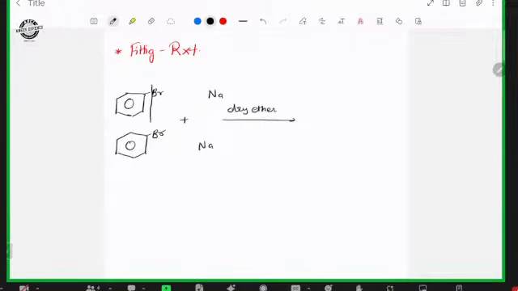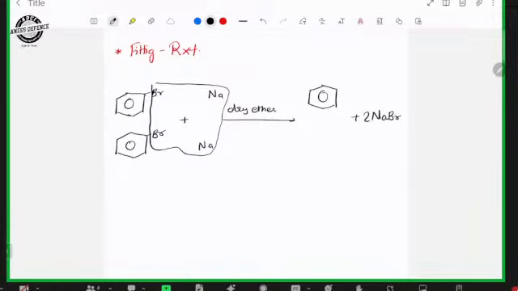So what will happen? This Br and this Na will get removed in the form of 2 moles of sodium bromide, plus this phenyl and this phenyl will attach to form a biphenyl ring. So in Fittig, we are getting a biphenyl system. Okay, this is biphenyl. This is a phenyl ring and this is a phenyl ring. So there are 2 phenyl rings, so we call it biphenyl. Done? Okay.